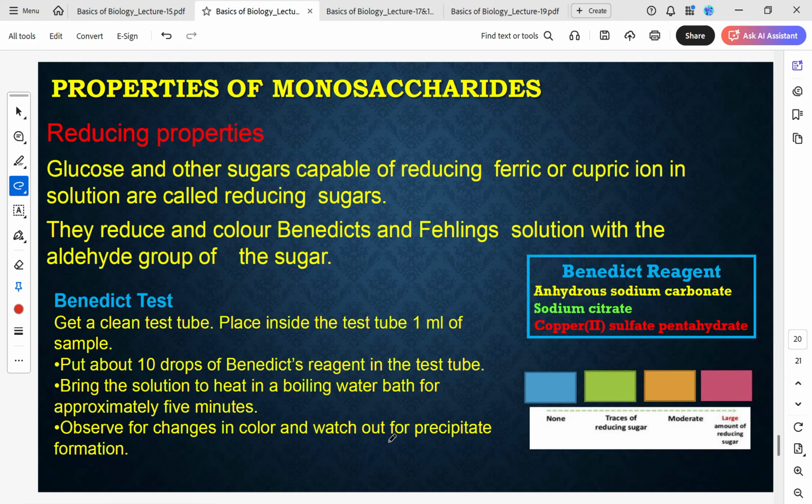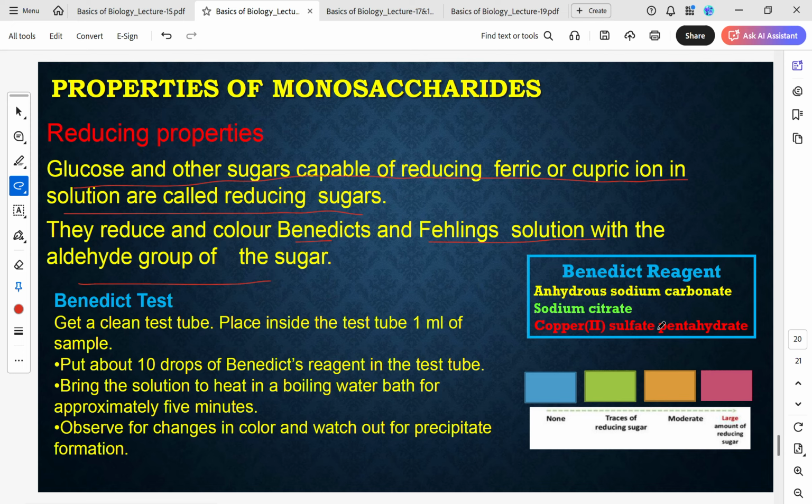So, these reducing properties of monosaccharides have been used to design tests to calculate how much sugar is present within a solution. Glucose and other sugars capable of reducing ferric or cupric ion in a solution are known as reducing sugars. Depending on this, they can reduce and color Benedict's and Fehling solution with an aldehyde group of the sugar. The aldehyde group is what imparts the property of a reducing sugar.